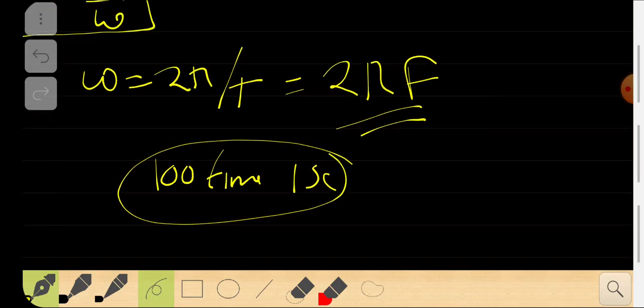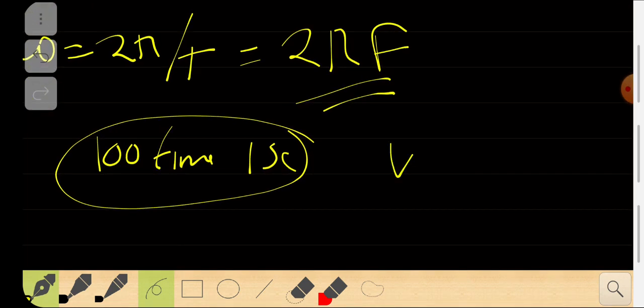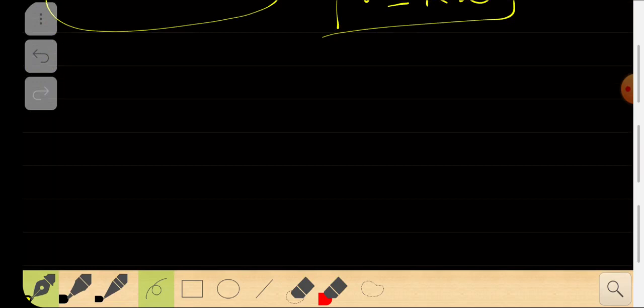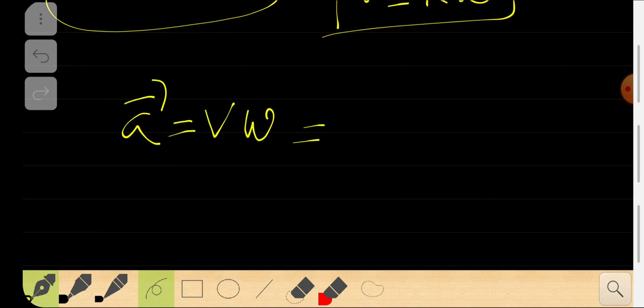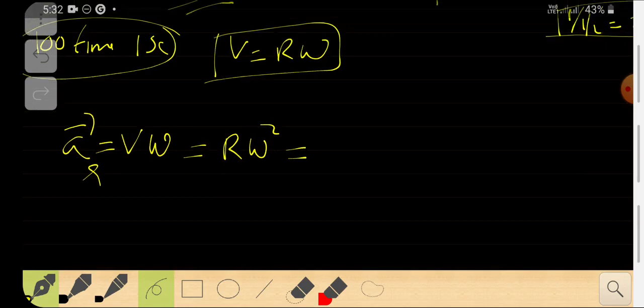If you get the omega and you know the radius, you can find out the velocity. So velocity is equal to r omega. That's the advantage of having this in place. And now acceleration, which we have discussed, will be r omega square. It is actually radial acceleration, which is r omega square. You can substitute omega back into this equation, where omega is just 2 pi by t, or 2 pi f.